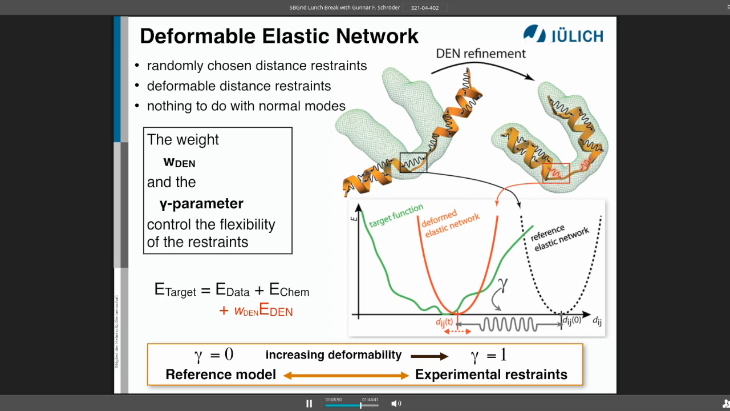And the gamma parameter is a value between 0 and 1. So 0 means you stay exactly at your reference model with your restraints, and 1 means you completely forget about your reference model and you can adapt to whatever structure you want. And typically, at low resolution, there's some optimum in between that balances the reference model information and the experimental data. And then on the left side, you see the target function is basically the data and the chemical information plus your DN potential with a certain weight of that potential.